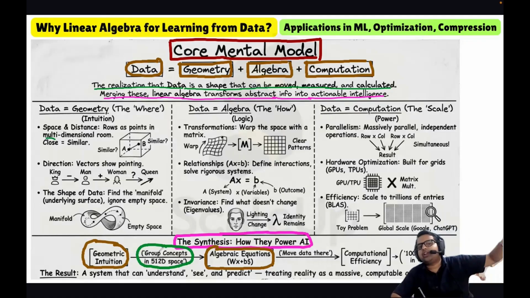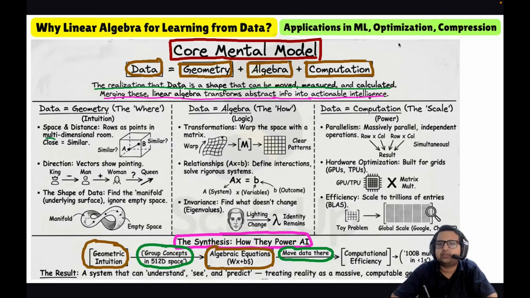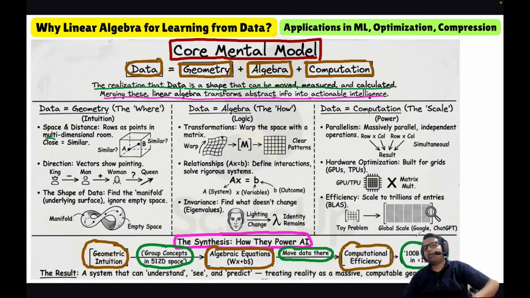So using geometric intuition, we were able to group concepts in a 512 dimensional space. Using algebraic equations, we did some kind of processing, a matrix multiplication, to move the data in that space. And computational efficiency tells the hardware to do these 100 billion multiplications in less than a second. With computational efficiency, the algebraic operations we were able to carry out efficiently in a fraction of a second.